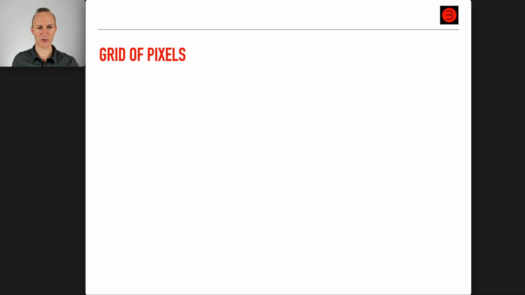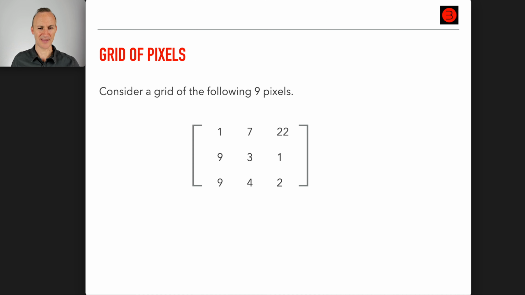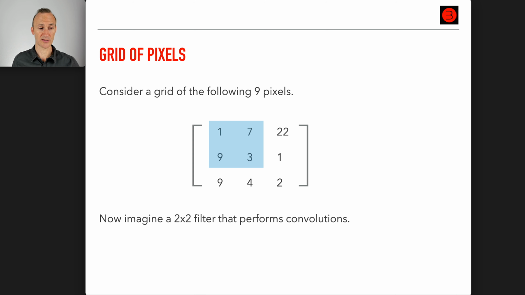Okay, let us start with a grid of pixels. Consider a grid of the following 9 pixels. Look at that. A little bit uninteresting. Just think of it as a grid of 9 numbers where each pixel, the larger, the more brightness. Now imagine a 2x2 filter that performs convolutions. So for instance, if you look at the blue square, it's hovering over 4 numbers, it's going to perform a convolution on those 4 numbers.